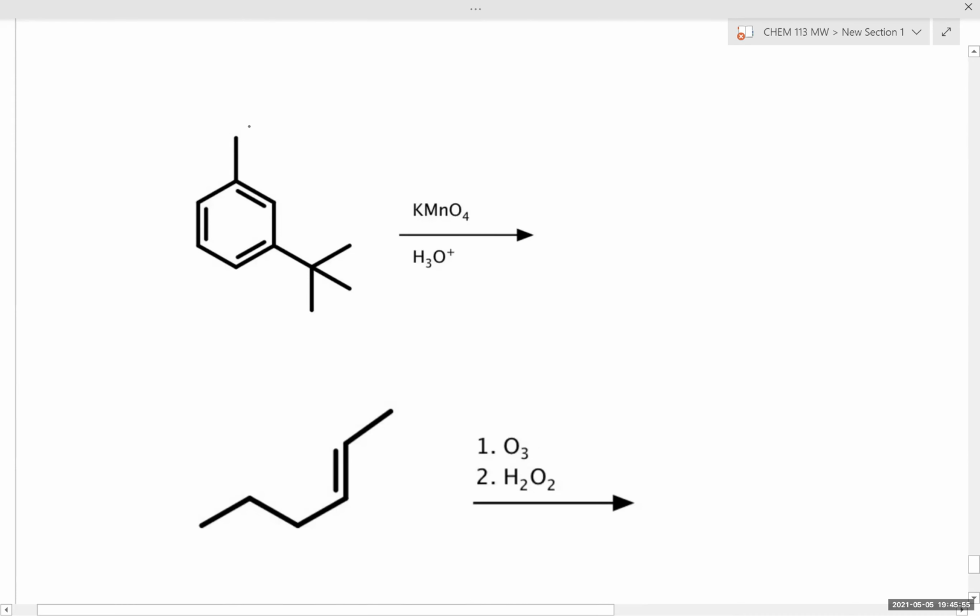So in this case, we're treating the following alkyl benzene derivative with potassium permanganate and H3O+. These are textbook exhaustive benzylic oxidation conditions, in which case only the primary position is oxidized up to the corresponding carboxylic acid.